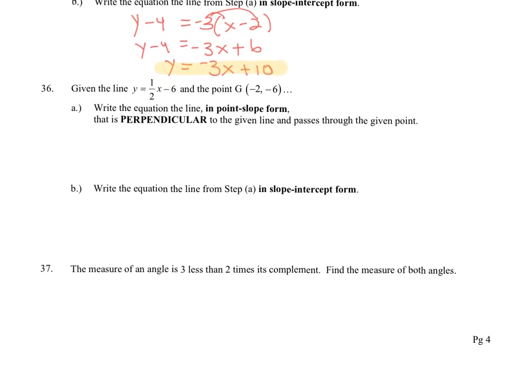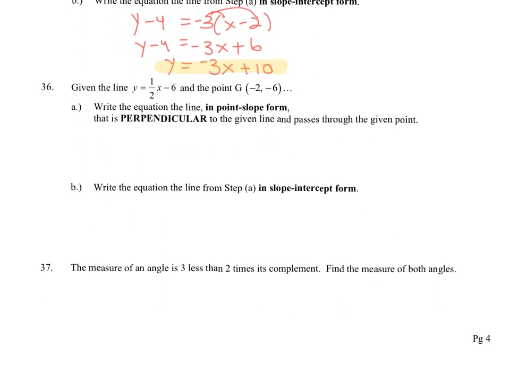Okay, so moving along to number 36. We are asked to look at this keyword right here, which is perpendicular. And if we look at this slope right here, we have to start by interpreting that and knowing that if we are looking for perpendicular, then the slope that is perpendicular to 1/2 is actually negative 2. And I'm going to use this as my x1, y1.